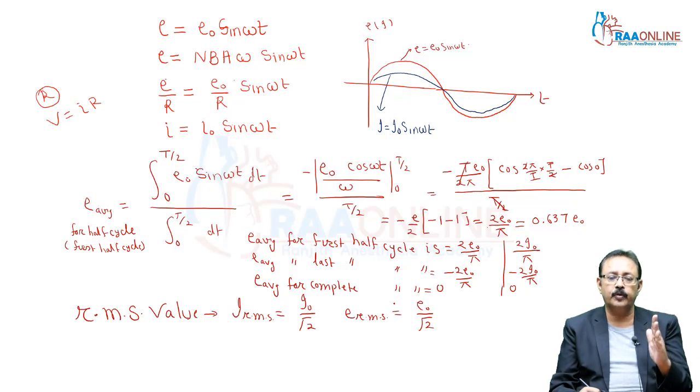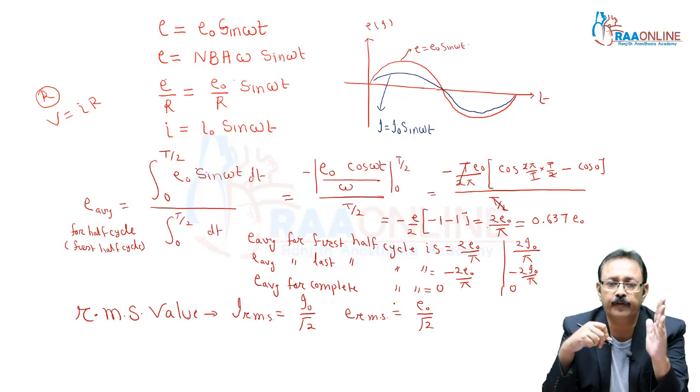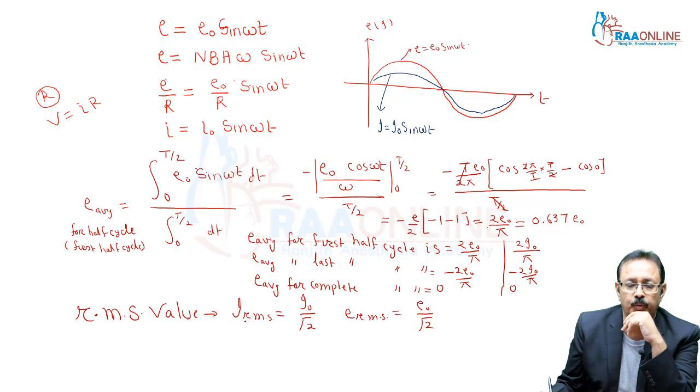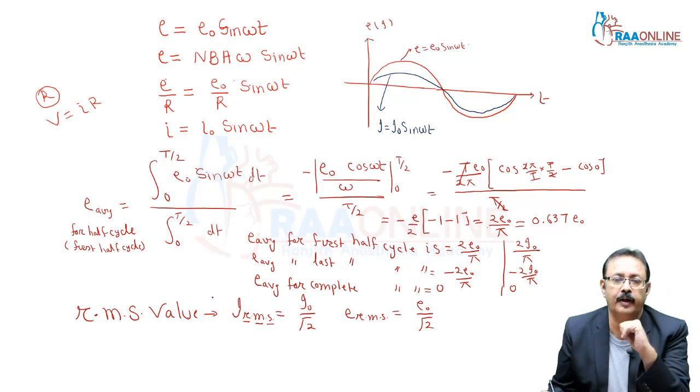So the square root of the mean of squares, that is, root of the mean of squares. That's why we write RMS, root of mean of squares. So we are getting the root mean square value.